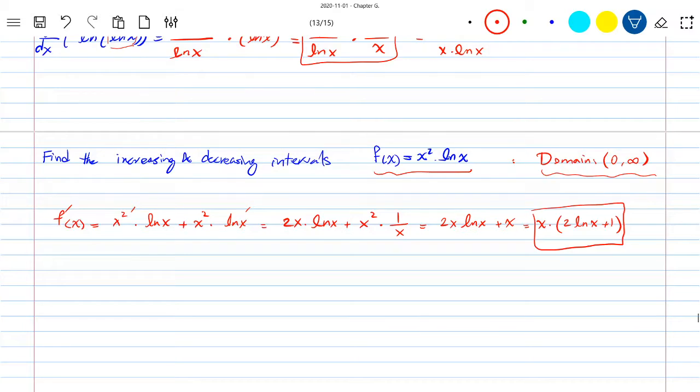We need to find out where the critical numbers are. So we say either the derivative does not exist or the derivative is equal to 0. Since we picked the domain to be 0 to infinity, this function has a well-defined derivative everywhere. So we just need to figure out where the derivative is equal to 0. So I'll say x times 2 ln x plus 1 equal to 0. This is fine to find critical numbers.